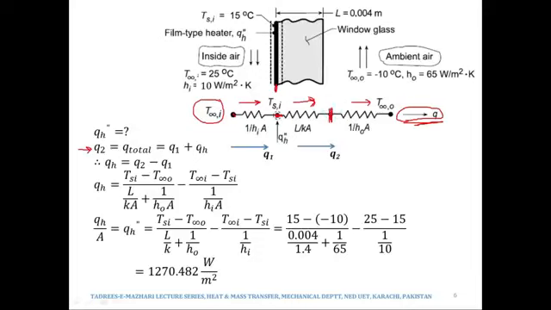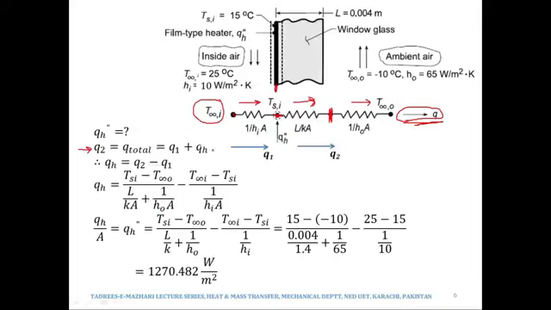Again, kindly remember that Q will be written in the form delta T over resistance, for which we are given the information. So we are given the temperature values of TSI and T infinity naught. Therefore we are bound to write Q2 as TSI minus T infinity naught. And then what will we write in the denominator? Both the resistances that fall in between TSI and T infinity naught, meaning L over Ka and 1 over H naught A.